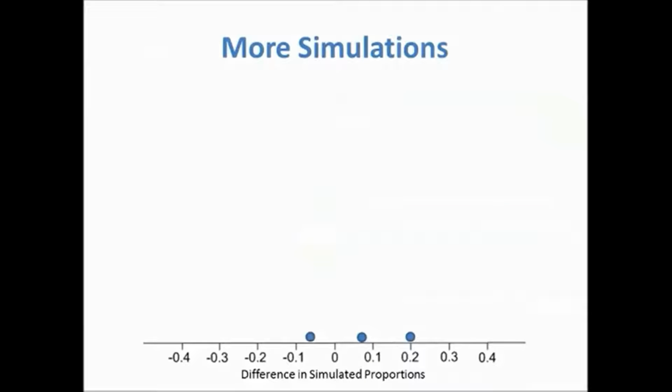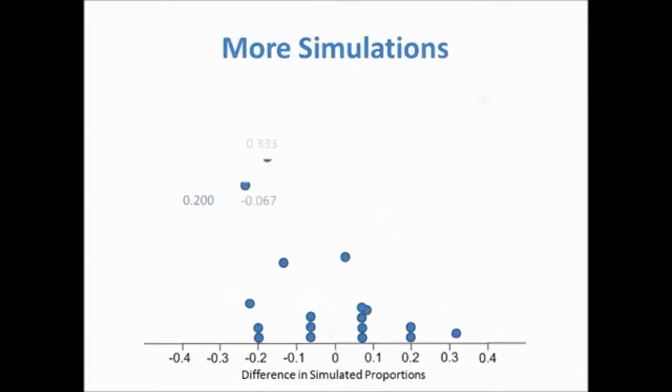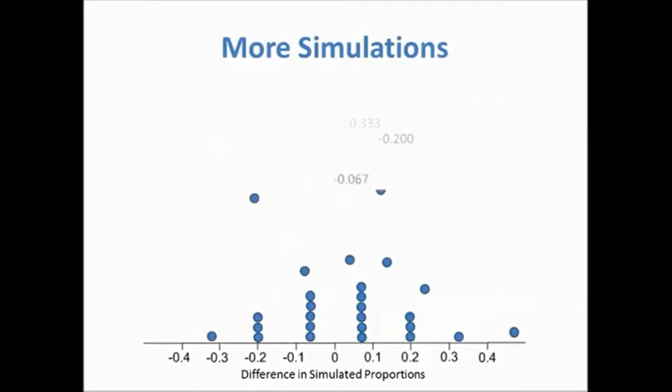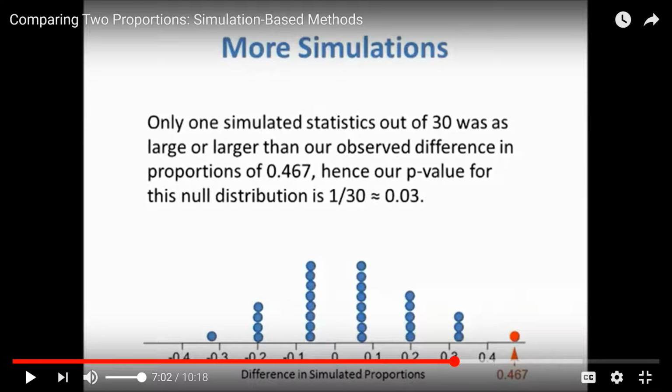Darn right we do. In class, I would have each of my students shuffle the cards and compute a difference in proportions. They would then plot those differences on the board, and the results might look something like this. In this class of 30, let me ask you now: with 0.467 out there, does it still look like it's by random chance? No, right? Everyone's seeing that.